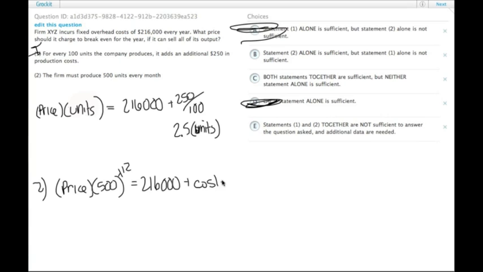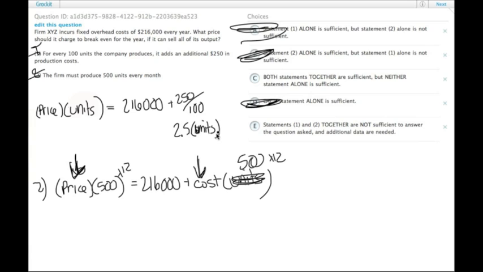So again, we have two variables, price and, oh wait, this is 500. We still have two variables though, the selling price that it needs to go at, and that marginal cost per unit. So again, we're missing some stuff with statement 2. It's not B. In conjunction though, we can see where we're going to have enough.